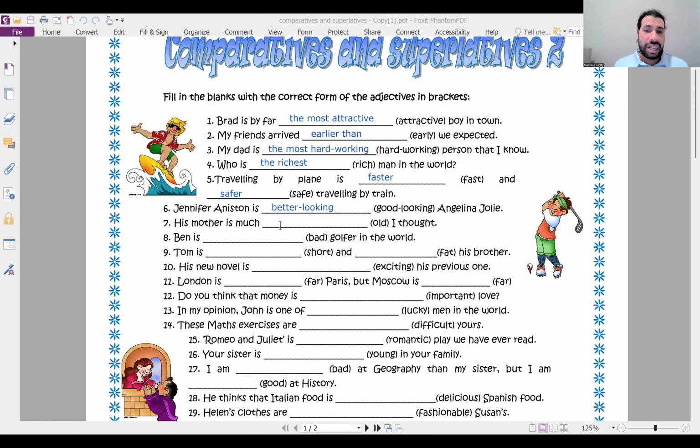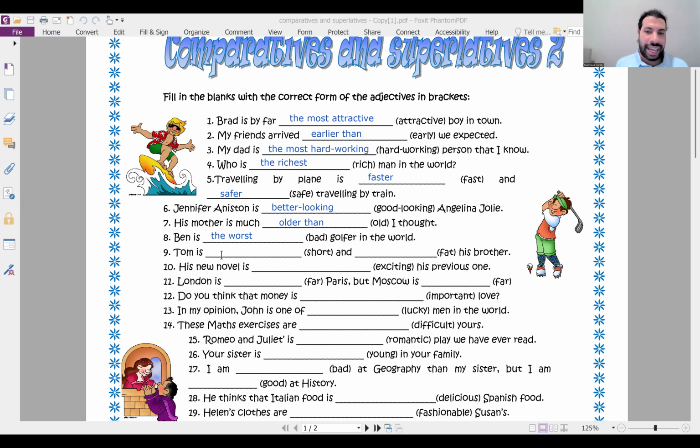His mother is much, I thought. Yeah, right. Older than. Ben is golfer in the world. So can we say, do you remember? Bad, worse than when I compare between one and one, but when I compare between one and a group, so we say the worst.